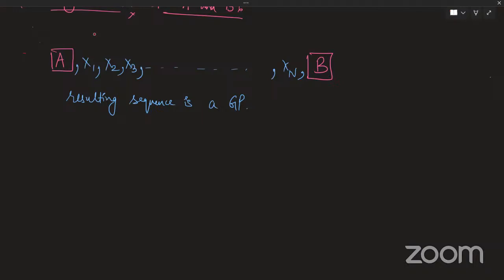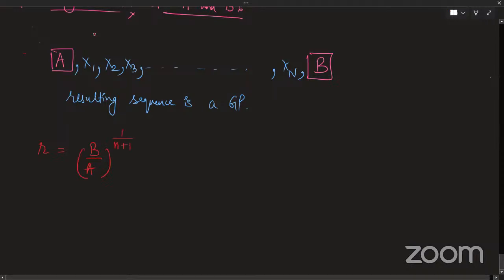Ratio, correct. So basically what is happening is your sequence is dividing your complete ratio in n plus 1 parts, right? So again you can do the same thing. So you know the common ratio directly. It is b by a raised to 1 by n plus 1. Easy?